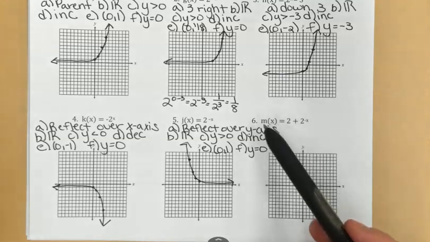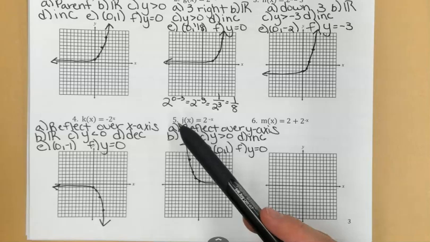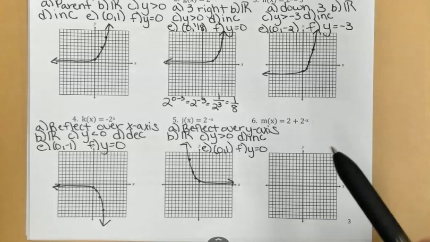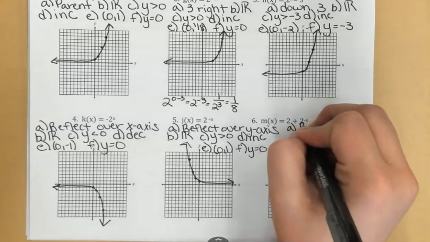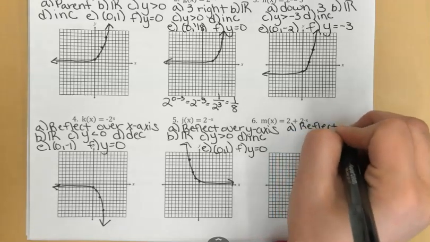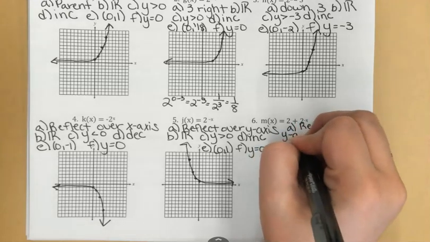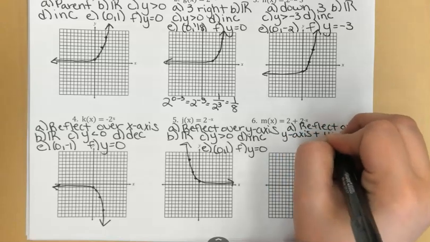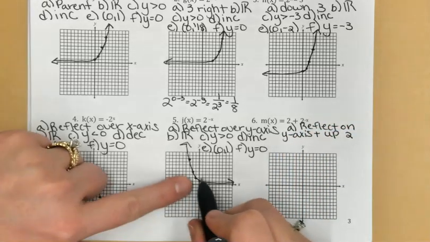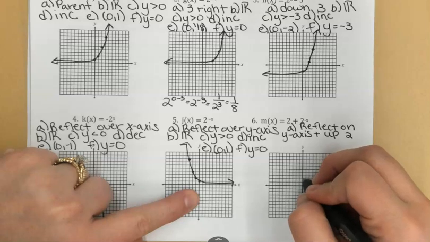And then last but not least, number 6, this one's going to look just like 5, except I'm also shifting up 2. So this is a reflection on the y-axis and a shift up 2. So I'm going to take these points from 5 and just shift each of them up 2.